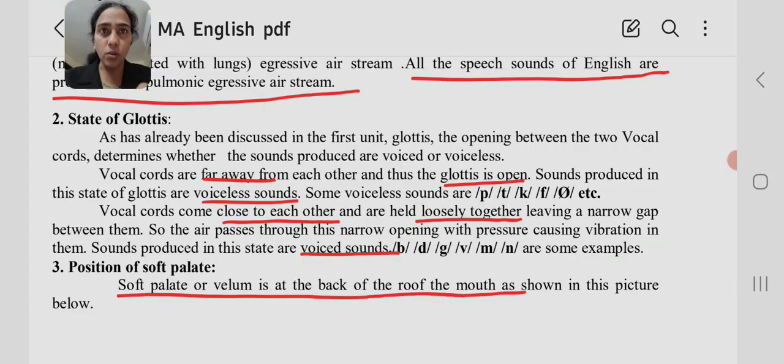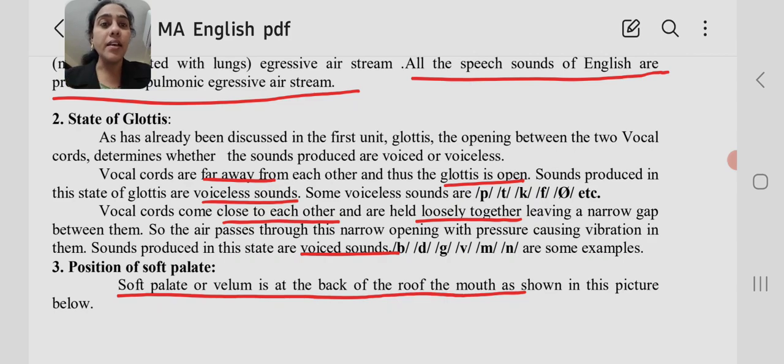Glottis closed, vocal cords close to each other but loosely held: vibration at the Adam's apple, voiced sounds. Hope you understand. Try to remember. Very simple and easy. The third one is position of the soft palate.